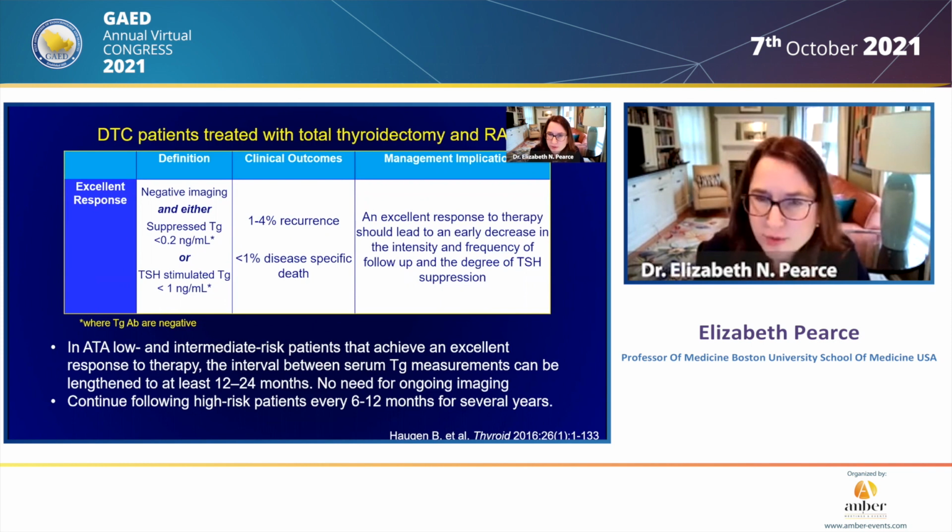And in the high-risk patients, we don't want to relax as much. So in those patients who start out initially at high risk, we probably, at least for several years, want to continue to do ongoing surveillance with ultrasound and thyroglobulins at least every 6 to 12 months.